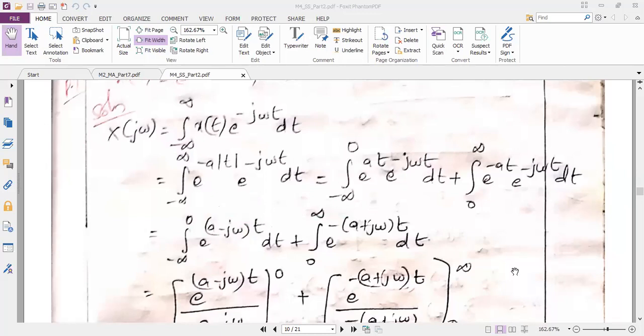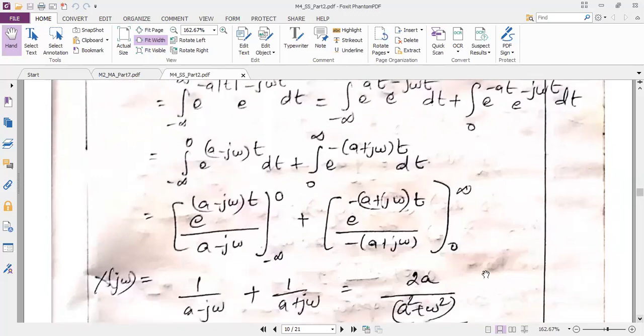We have the formula for integration. So it is e power (a minus j omega)t, the whole divided by the bracket term next to t, because we are doing integration with respect to t. So it is a minus j omega, and similarly the second integration is e power minus (a plus j omega)t, the whole divided by minus of a plus j omega. Okay, so substitute the limits.